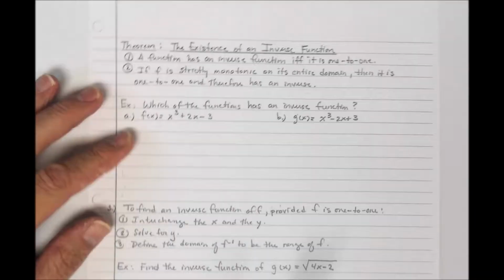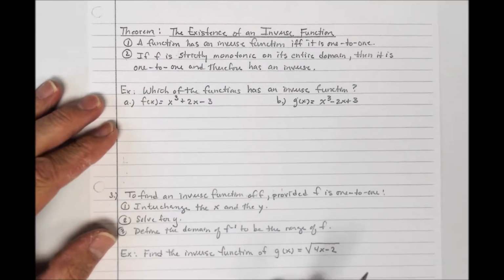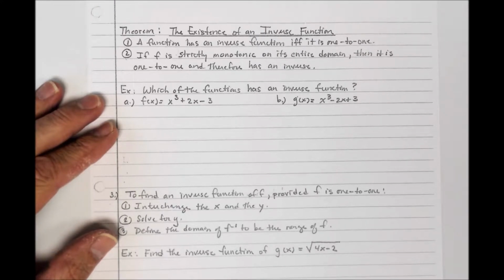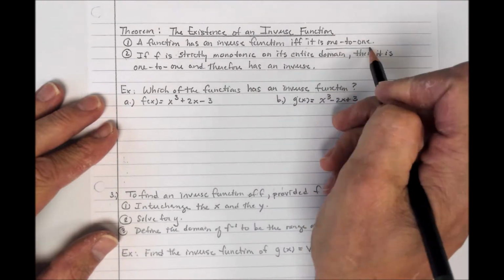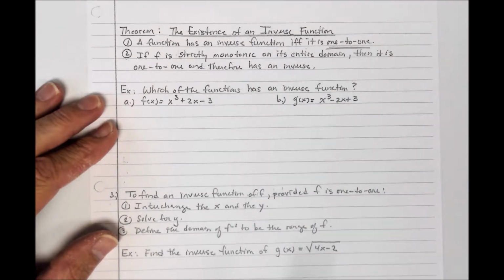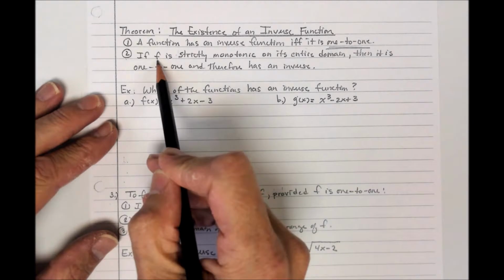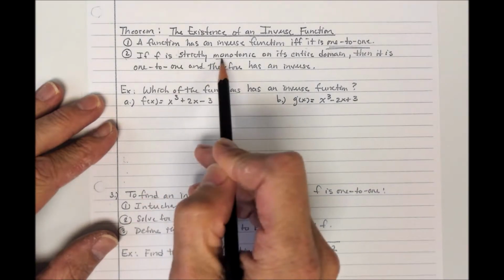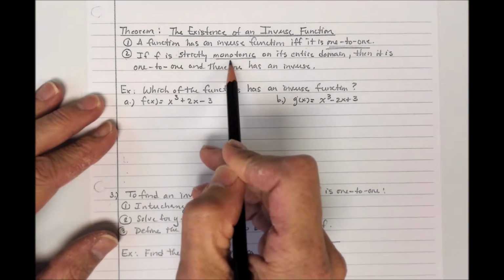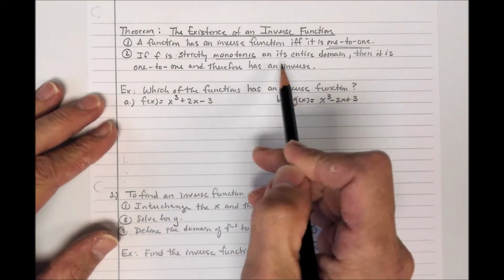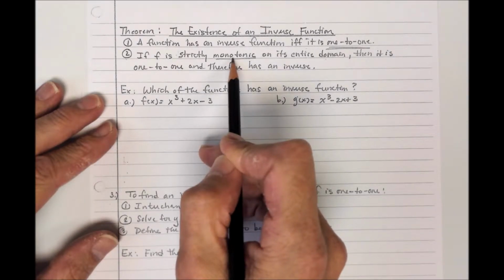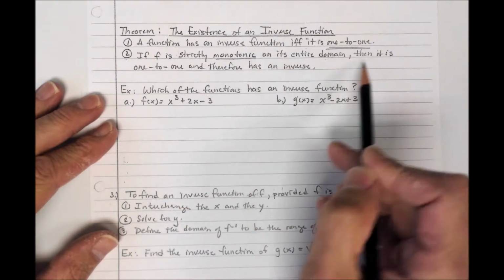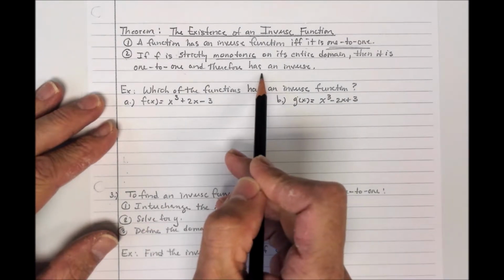Here's another review theorem. It says the existence of an inverse function. A function has an inverse function if and only if it is one-to-one. For every x, there's exactly one y. For every y, there's exactly one x. And the function f is strictly monotonic, or monotonic. I'd have to look it up, but I always call it monotonic because it kind of sounds neat. On its entire domain, which means it's always increasing or it's always decreasing. Okay, that's what it means. Then it is one-to-one and therefore has an inverse.